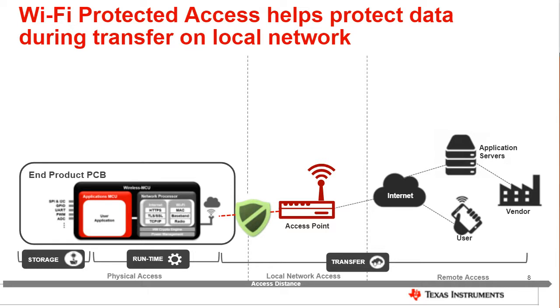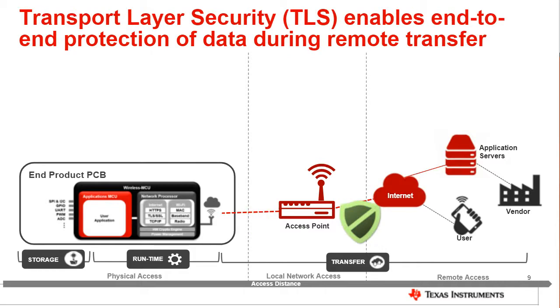But when thinking about Wi-Fi products, typically they're not just sending data within a local network, but also to some remote servers. So when we're thinking about how do we protect data outside of the local network, we're typically thinking about transport layer security. And transport layer security is a higher level security protocol that works at the socket level to enable end-to-end protection of data during remote transfer.